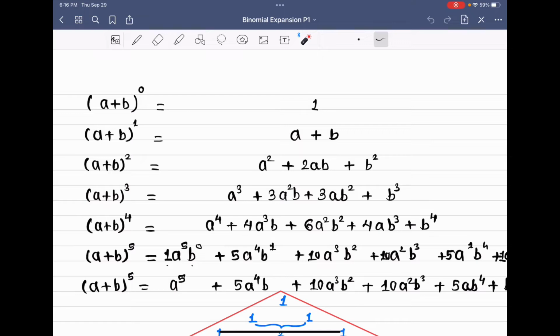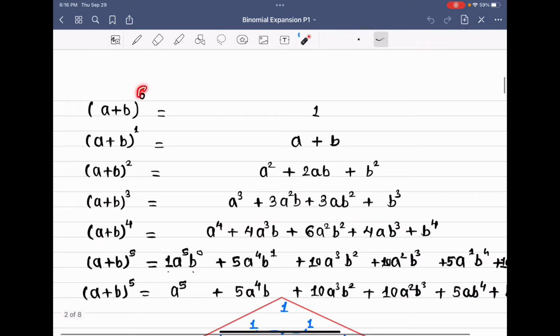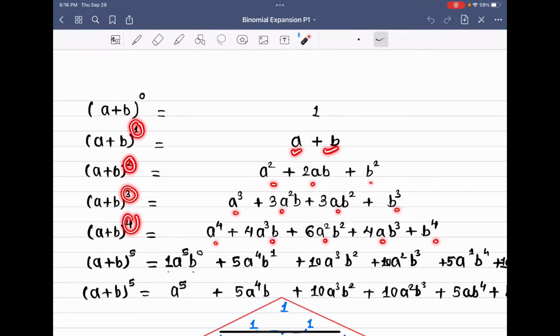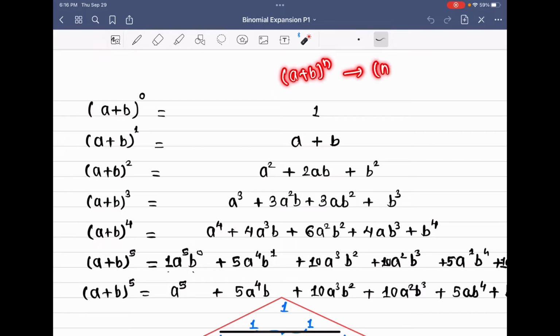So there is a sequence. If the raised to power is 0, I am getting one term, which is 1. Power 1, I am getting 2 terms. Power 2, 3 terms. Power 3, 4 terms. Power 4, 5 terms. So if the power of (a + b) is n, then I am getting n + 1 terms in the expansion.